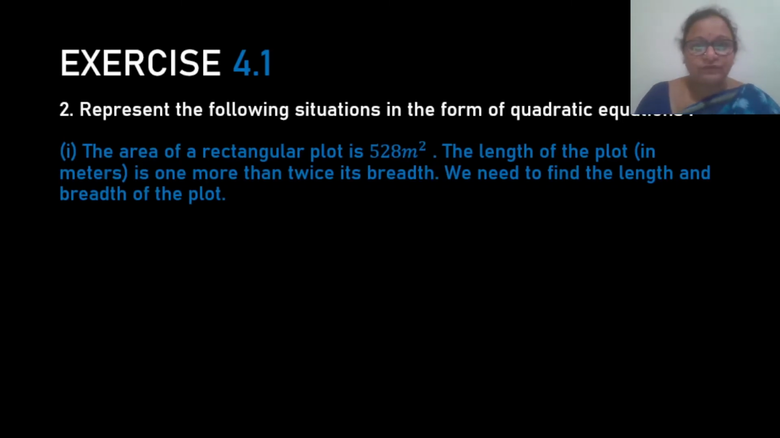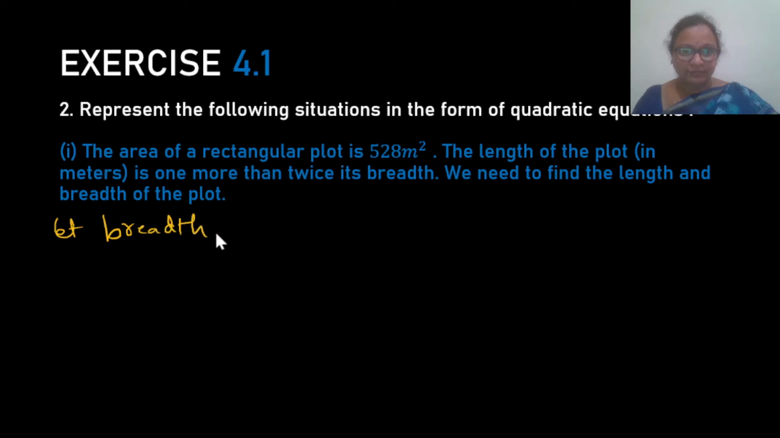Exercise 4.1 bit 2. Represent the following situations in the form of quadratic equations. Question number 1. The area of a rectangular plot is 528 meters square. The length of the plot in meters is 1 more than twice its breadth. We need to find the length and breadth of the plot. Here, length is depending on breadth. So, let breadth be x meters.